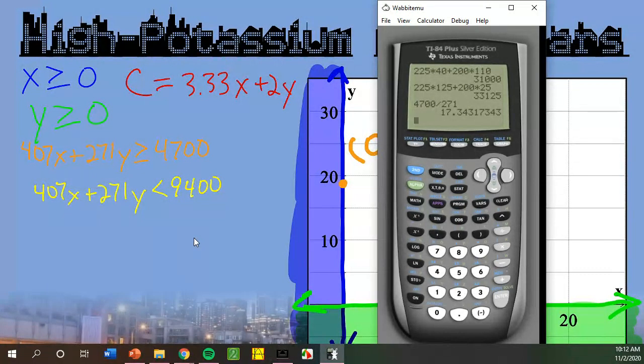And now when I put in 0 for y, that's going to give me my x-intercept. This will all be 0. So I need to do 4,700 divided by 407. And that gives me 11.55. So down here at about 11.55 will give me another point. And now I can graph those.